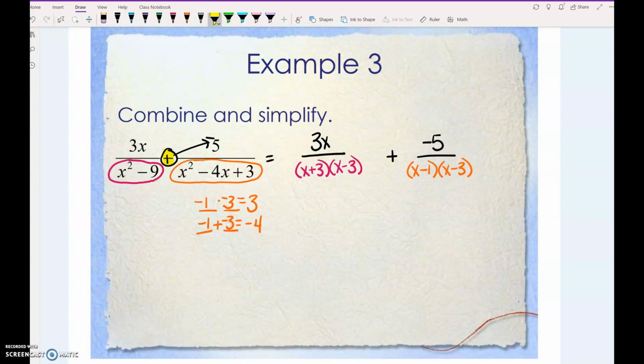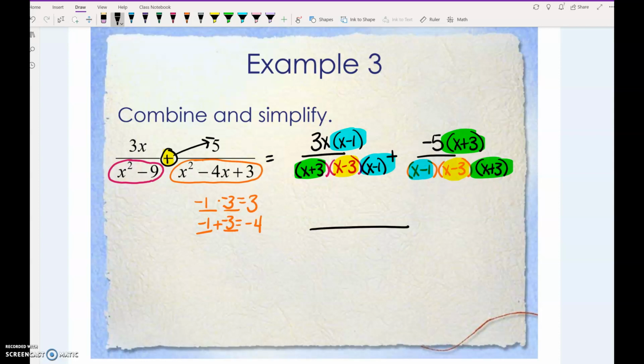Okay, once you have everything factored, now we play the matchy-matchy game. I notice that they both already have x minus 3, so that part's done. The first one has x plus 3, so the second one needs x plus 3. What else do we need to do? The x minus 1. If you like to use colors, feel free to use highlighters or colored pencils. It is kind of nice if you use colors, because then you can look through here and see, okay, both denominators have a green, both of them have a yellow, both of them have a blue. We now have common denominators, and that denominator is x plus 3, x minus 3, x minus 1. Again, the order of those factors does not matter.